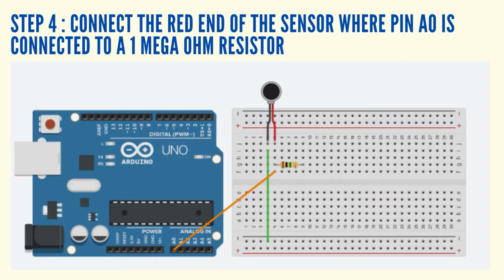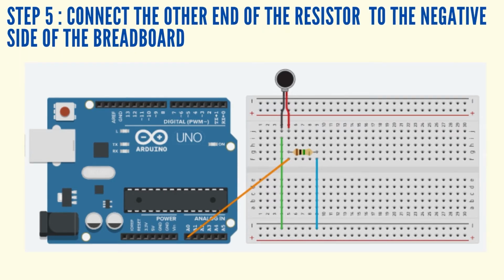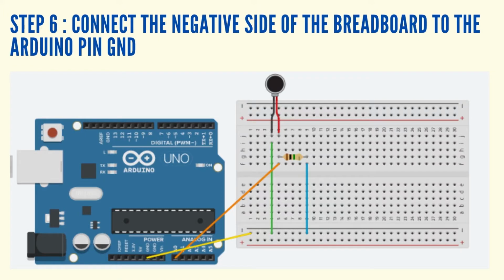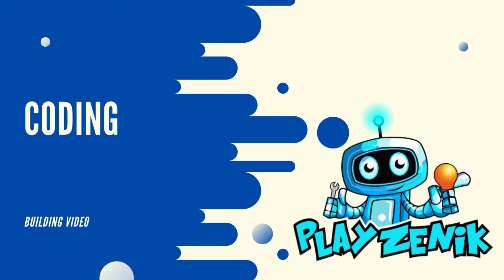Connect the 1 mega ohms resistor to the same column where the red end of the vibration sensor lies. Connect the other end of the resistor to the negative side of the breadboard using a jumper wire. Connect the negative side of the breadboard to the Arduino pin ground using a jumper wire.